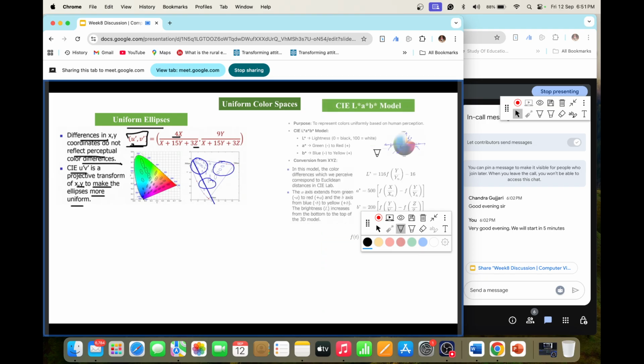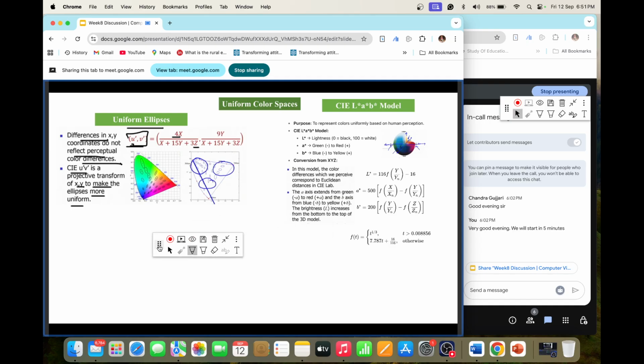Another uniform color space is the CIE LAB model. It is used to represent color uniformly based on human perception. In this CIE LAB model, L is for lightness, 0 for black and 100 for white. A is from green to red, green is negative and red is positive. B is from blue to yellow, blue is negative and yellow is positive.